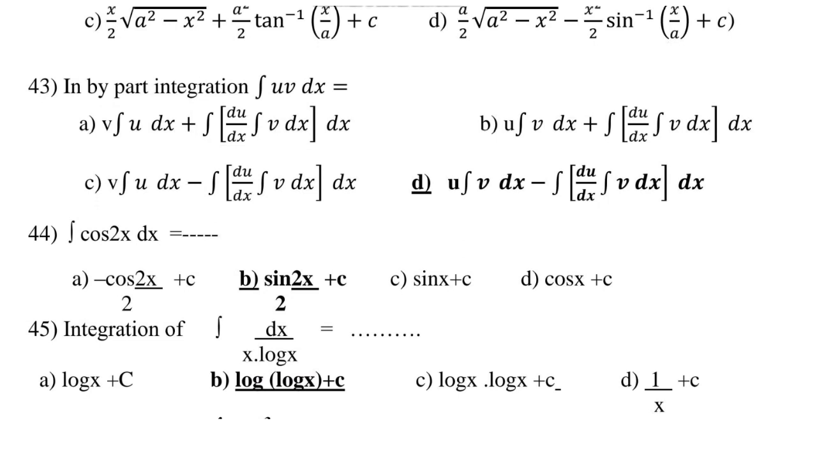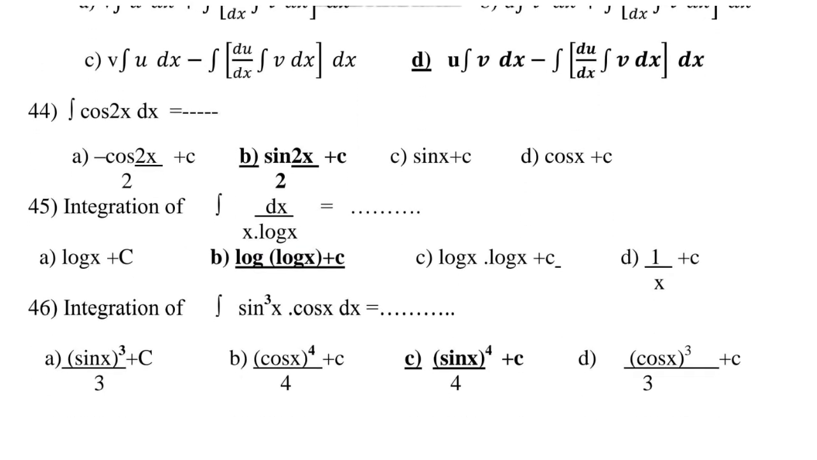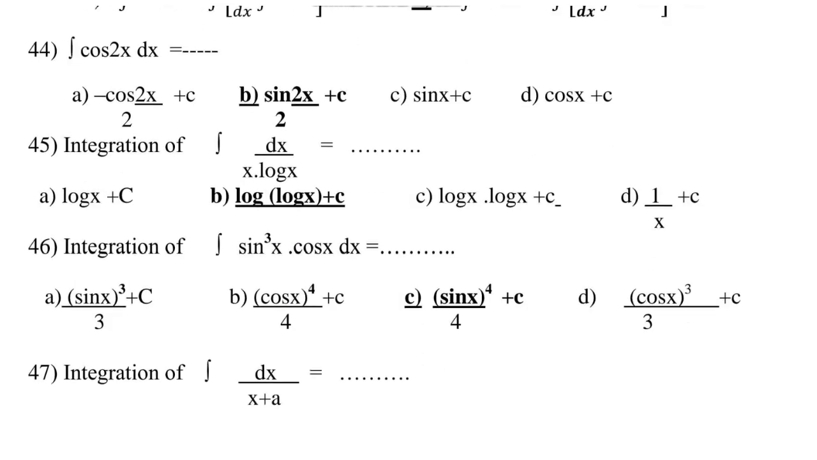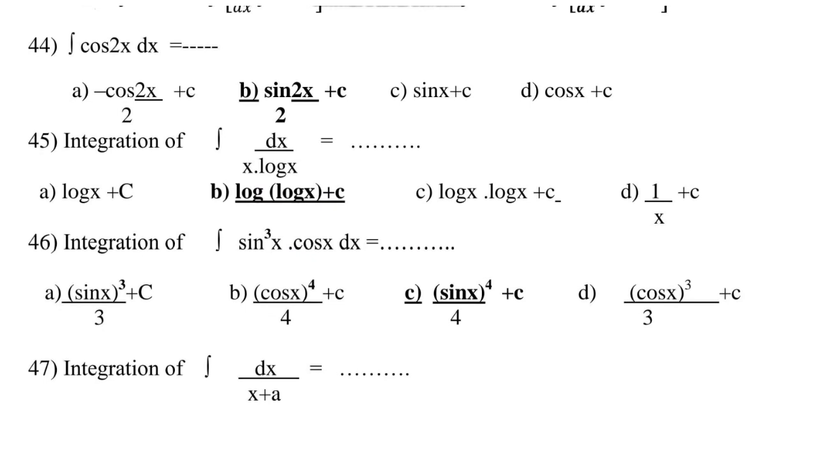answer is u integration v dx minus integration du upon dx integration v dx into dx. Integration cos 2x dx is equal to what? It is sin 2x by 2 plus c. Integration of dx by x log x is equal to log into log x plus c.